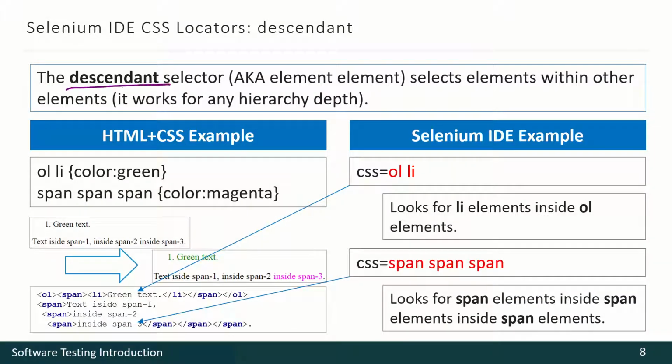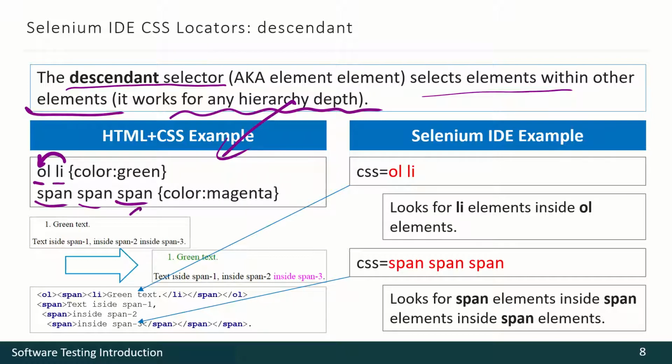Descendant selectors and descendant locators look for elements within other elements, no matter how deep they are. Here is the example. Ordered list and list items within those ordered lists. Spans within spans within spans. So it's before and after application of those coloring rules, and how can we use it in Selenium IDE?